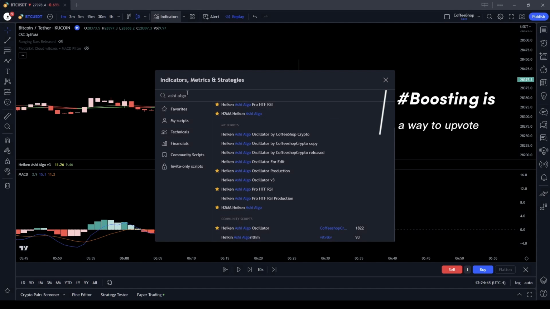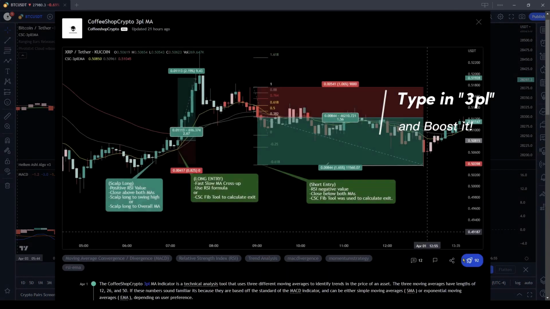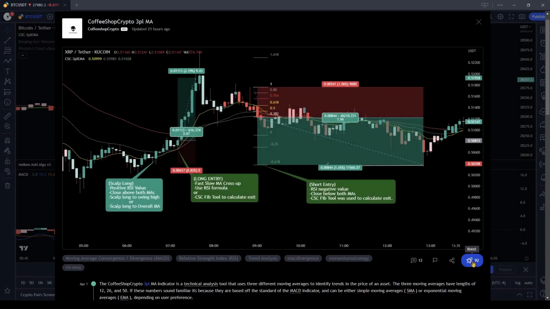Now, type in the other thing that you're going to need. It is the only indicator that shows up when you do this, 3PL. That's right, CoffeeShop Crypto 3PL MA. Now, add it to your favorites, add it to your chart, and do me a favor, be number 93 who boosts this one. Go in there and boost it right now. You can only boost it once, right?